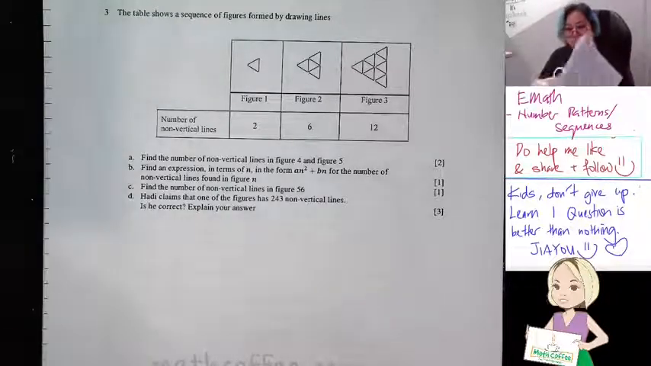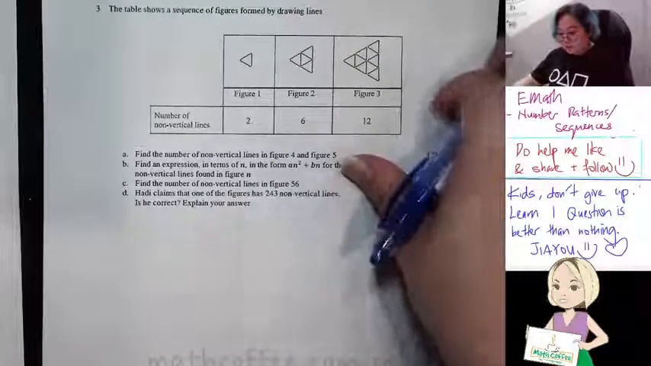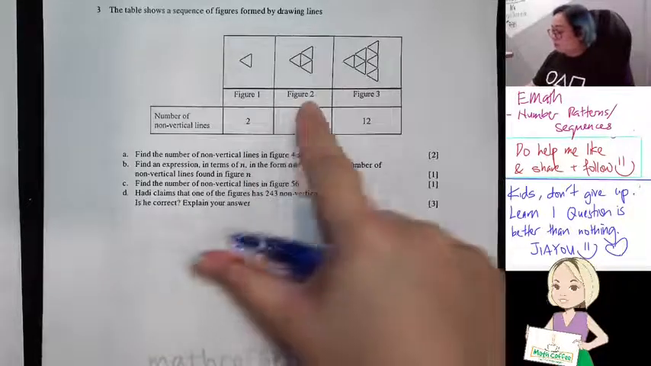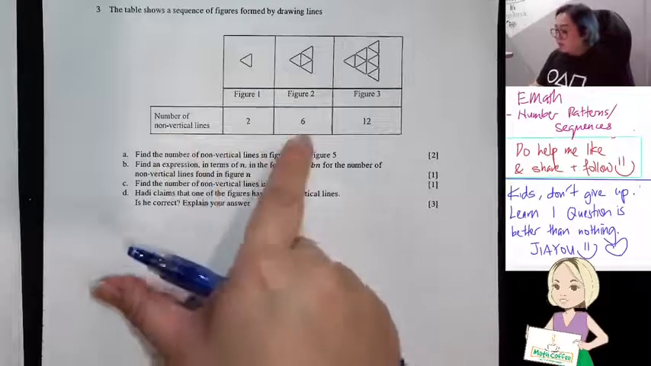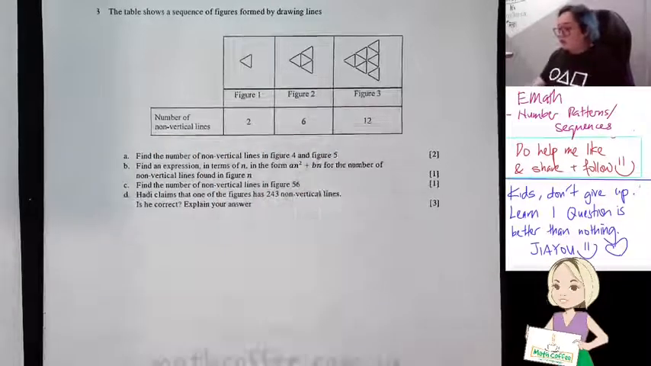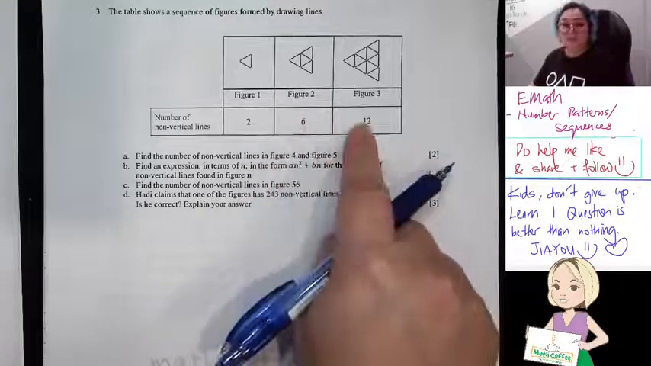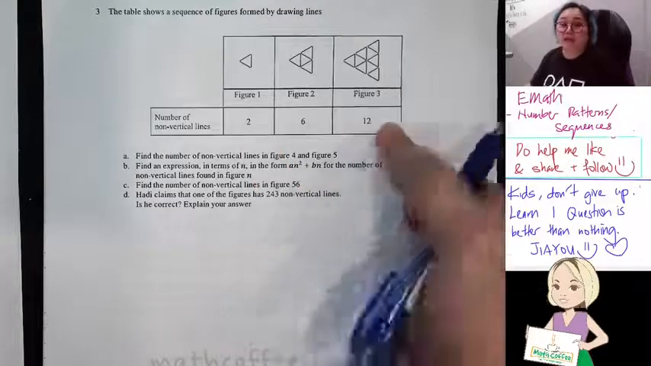Okay, where is it? I can see here. So now over here, let's take a look. Our figure 1, figure 2, figure 3. They say the number of non-vertical lines is 2, 6, and 12. So this one is not very straightforward. You see, this one plus 4, then suddenly plus 6. Plus 4, plus 6. Yes, I know that my next number will be plus 8, correct?